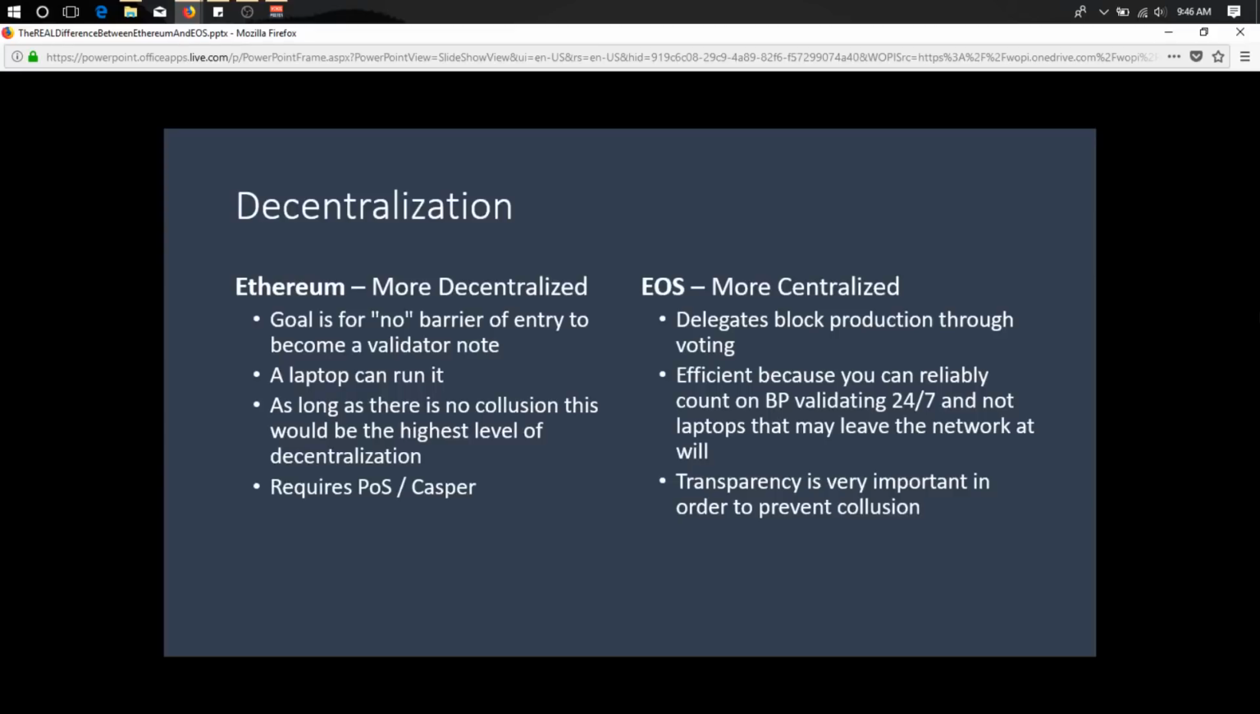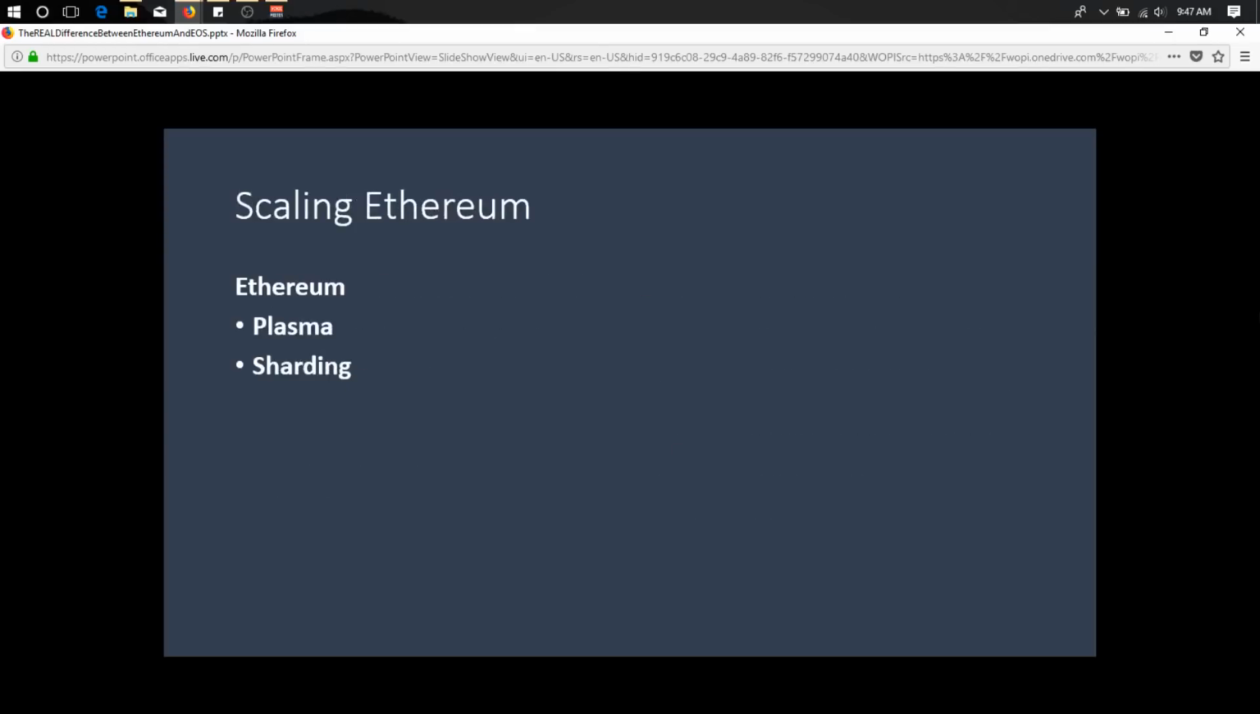EOS delegates block production to a select number of entities through voting. This is much less decentralized, but more efficient since you can count on reliable block producers validating 24/7 and not laptops that may leave the network at will. It is also important to note that the transparency of these block producers is critical and collusion must not exist.